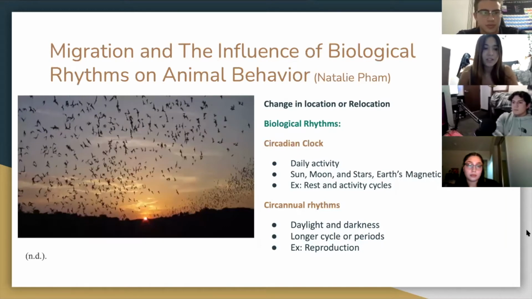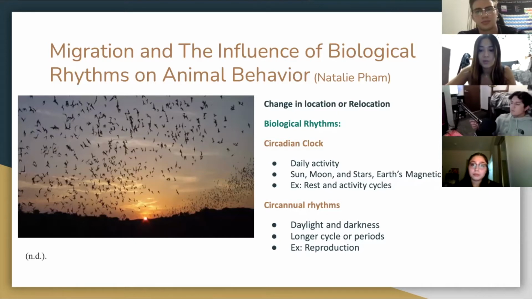And migration and the influence of biological rhythms on animal behavior. Now, migration, we all know, is a change in location or relocation, and species use this through different times of the year or pretty frequently. So animals use the circadian clock to navigate their way through new encounters and migrations. And the circadian clock uses a 24-hour period internally to adjust.